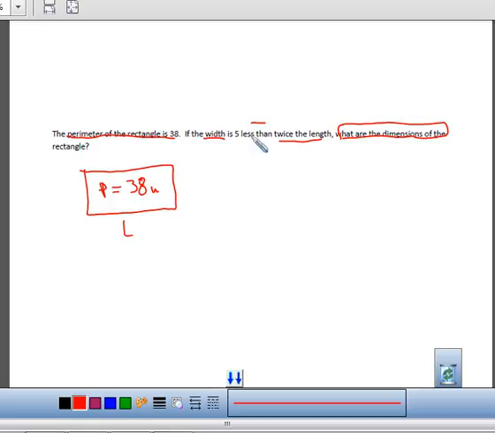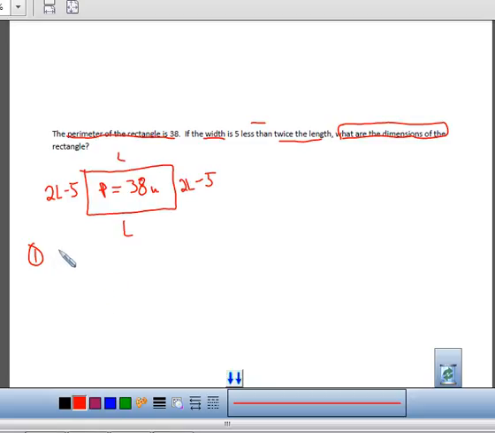The width is 5 less than twice that, so twice that is 2L, and 5 less than is minus 5. Remember, that is not 5 minus 2L, it's 2L minus 5. So L, 2L minus 5. Alright, I am going to help you with step 1. You are going to do steps 2, 3, 4, and 5 on your own.